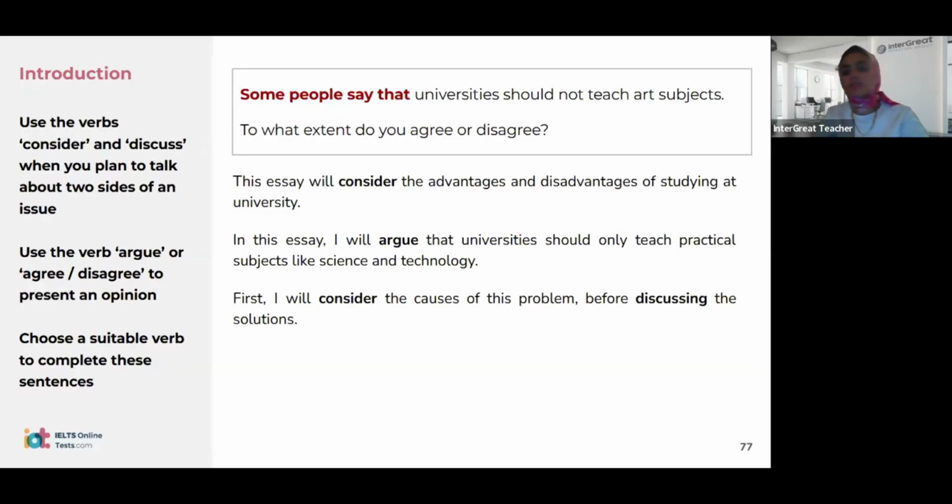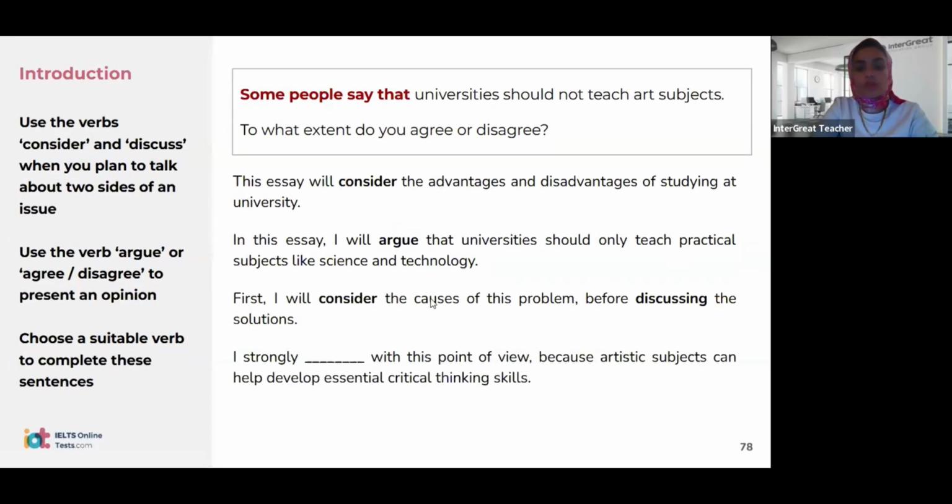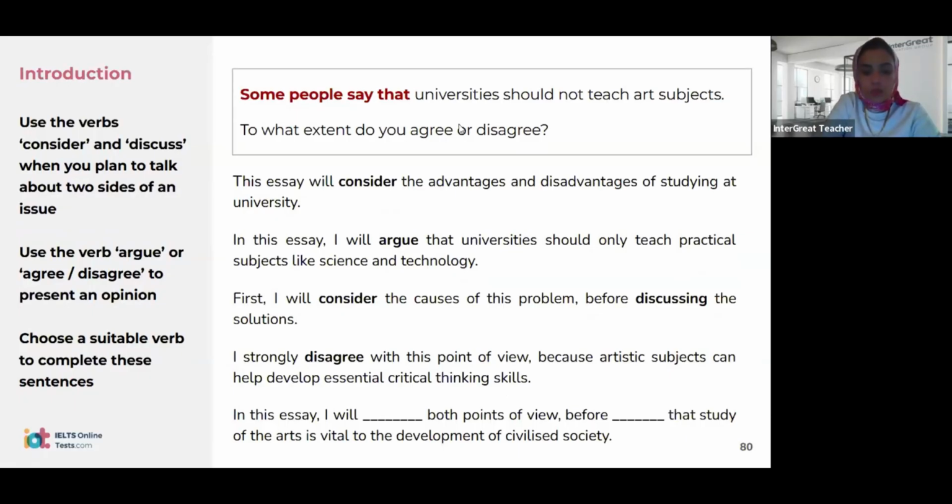So you consider the causes, discuss the solutions, or discuss the causes and consider the solutions, right? You can say, I will argue the causes. Yeah. You cannot say, I will say the causes. So consider and discuss when you talk about the two sides of an issue. Okay. Advantages, disadvantages, problem, solution, and so on and so forth. Okay, good. Here, I strongly, with this viewpoint. So here it will be, I strongly disagree, I strongly agree, maybe. Okay. Disagree, agree, right. Support, yeah. The last one, in this essay, I will both points of view.